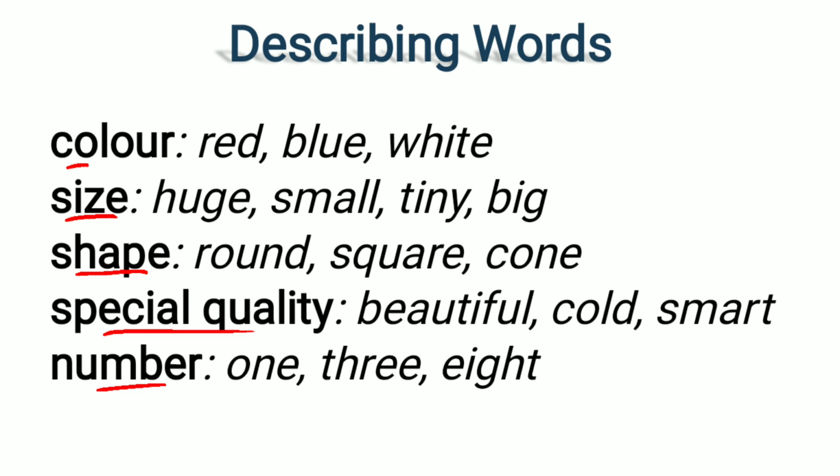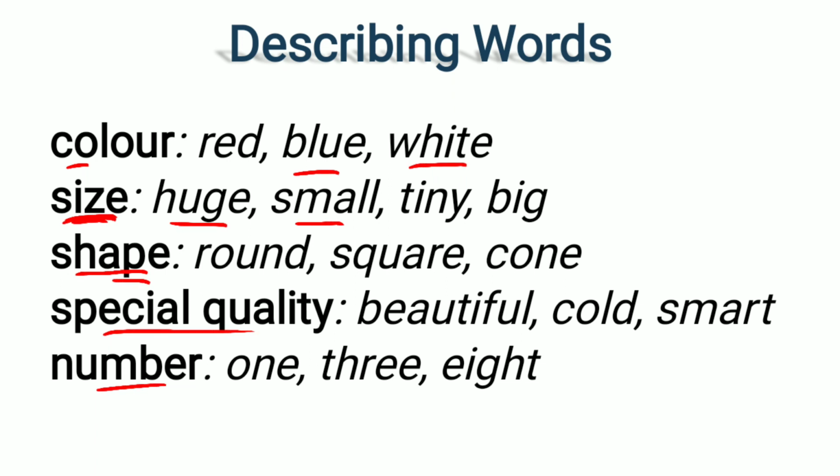So colors can be used to describe the naming word, like red flower, blue car, white shirt. Next, size. Size can also be used to describe the words, like huge building, small toy, tiny insect, big elephant. So size can also be used to describe the naming words.